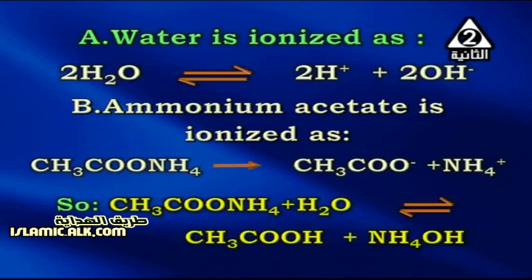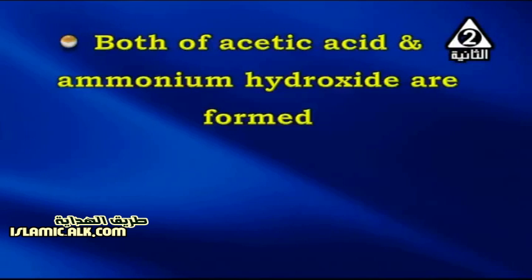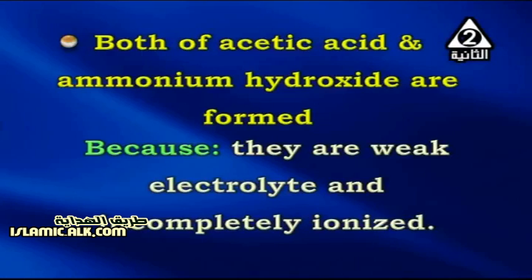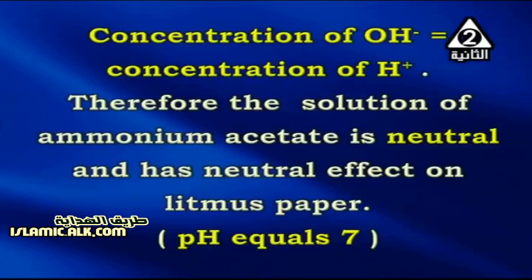CH3COONH4 plus H2O gives CH3COOH and NH4OH. Remember, my dear student, here both of them are formed. So, my dear student, both of acetic acid and ammonium hydroxide are formed, so they are weak electrolyte and incompletely ionized. So the concentration of hydroxide ion equals the concentration of positive hydrogen ion. Therefore, the solution of ammonium acetate is neutral and has neutral effect on litmus paper, and so pH equals 7.